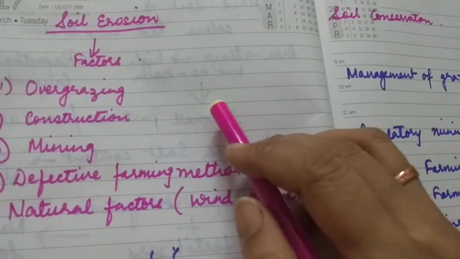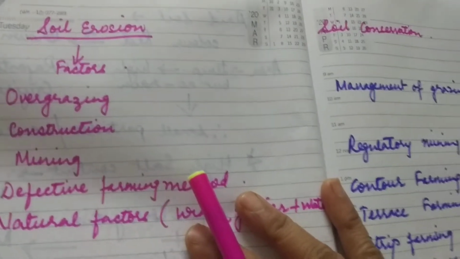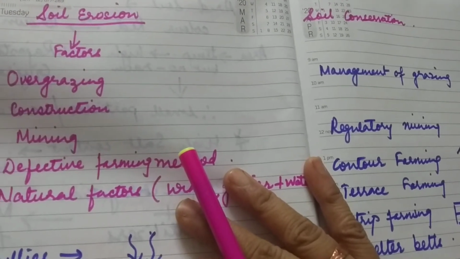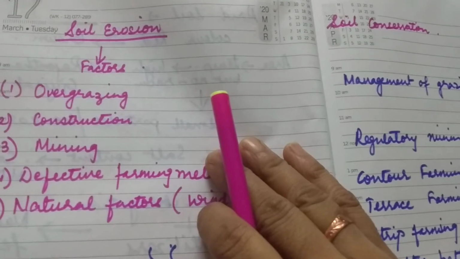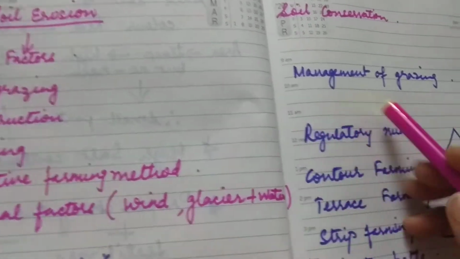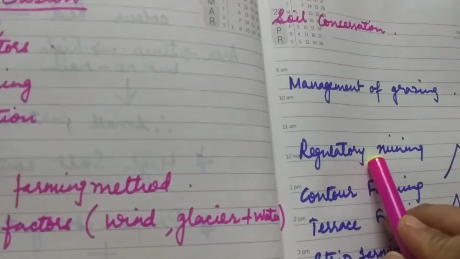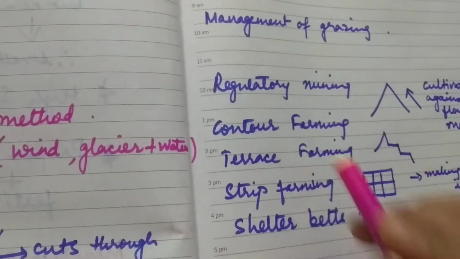we have to minimize the construction process, or construction has to be done in a more managed way, so that land degradation or the soil erosion is less. For mining, we have to regulate mining methods. Then for defective farming methods, here we are going to learn a few new concepts.